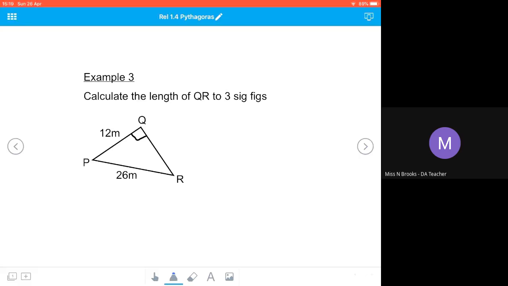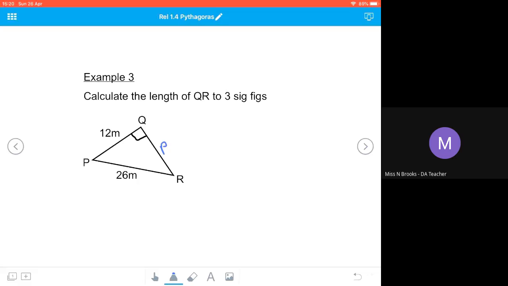Right, my final example, I want to calculate the length of QR to 3 significant figures. Now you can see this time my triangle is called PQR. So I'm going to have to think about how I'm going to use Pythagoras' theorem with different letters. So let's go to the triangle first and work out what our sides are. So we want to work out QR. It's the side opposite P, so we're going to call that side P.